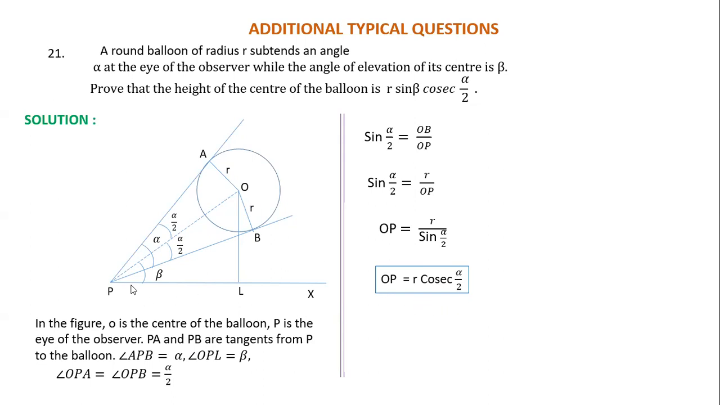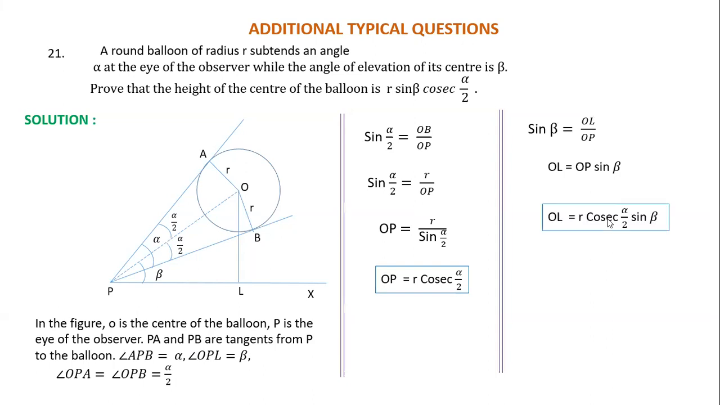Now let us take sine of beta. We want sine beta, so take sine beta. Sine beta is OL upon OP. So OL is equal to OP sine beta. What is OP? OP is R cosec alpha by 2. So OL is R cosec alpha by 2 into sine beta.